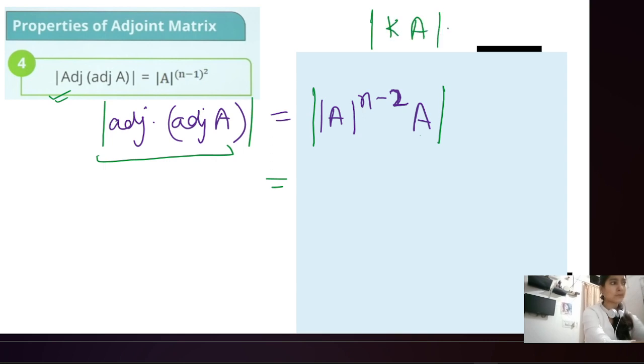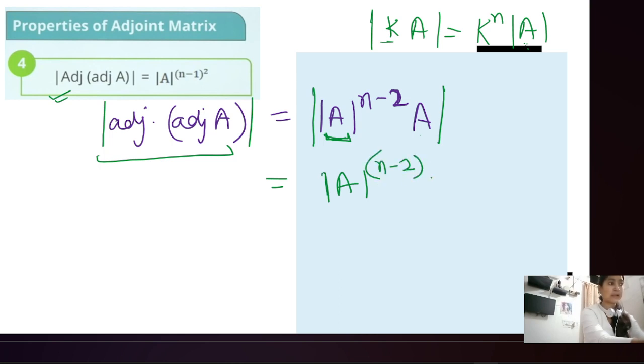Ka is equals to Kn A, right? So when this comes out, it will come with the order of the matrix that is inside. This is the constant quantity because this is the determinant. We can consider it as the constant quantity, so it will come outside. So we are getting here A n minus 2 multiplied with this n, because we are supposing the order of A is n.